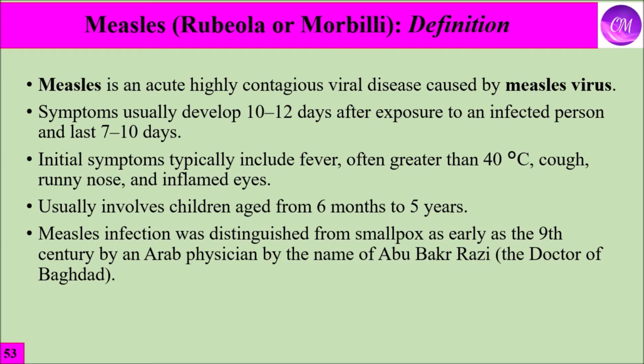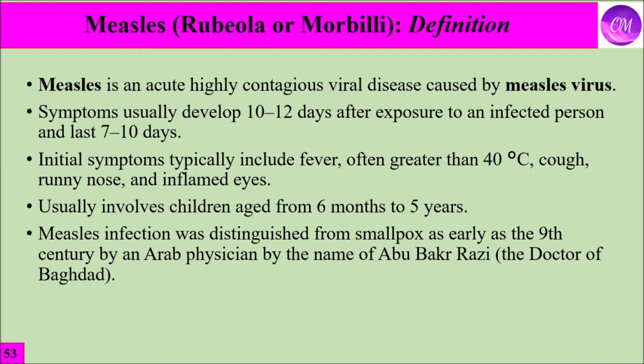Measles, or another name we call rubeola or morbilli, is an acute, highly contagious viral disease caused by the measles virus. Symptoms usually develop 10-12 days after exposure to an infected person and last 7 to 10 days. Initial symptoms typically include fever, often greater than 40 degrees, cough, runny nose, and inflamed eyes. It usually involves children aged from 6 months to 5 years.